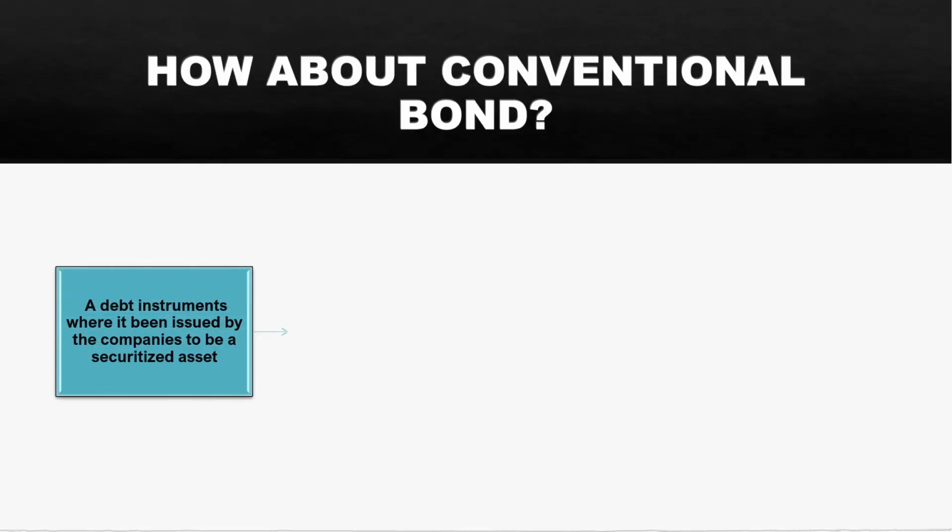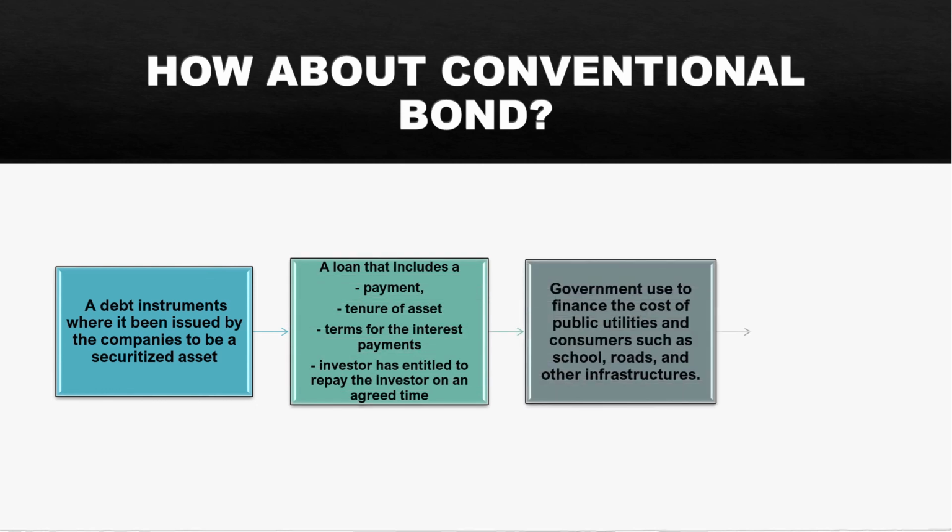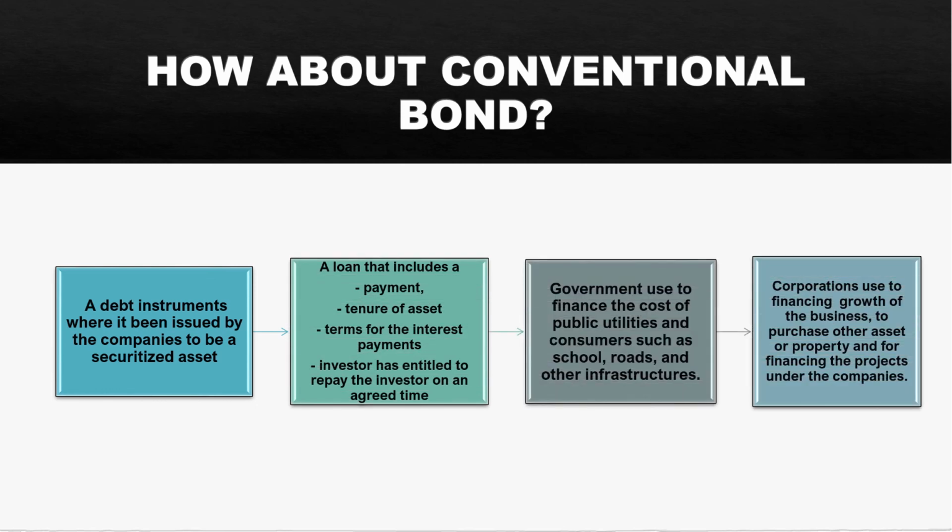How about the conventional bond? So, a conventional bond is a debt instrument issued by companies as a securitized asset. It is a loan that includes a payment, tenure of the asset, and terms for the interest payments. The issuer is obliged to repay the investor at an agreed time. The government uses conventional bonds to finance the cost of public utilities and consumer needs such as roads and other infrastructure. Corporations use them to finance business growth, to purchase other assets or property, and to finance projects under the company.